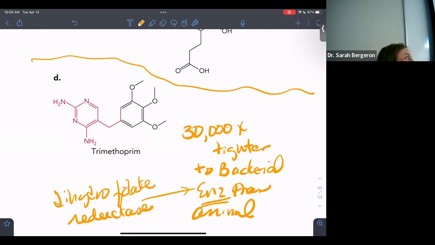So what can we use this one for? Do we want to use this for anti-cancer? No, what do we want to use it for? Bacterial infections. It's used for UTIs. It's a very common drug for UTIs. Isn't that kind of cool? You can take advantage of differences.